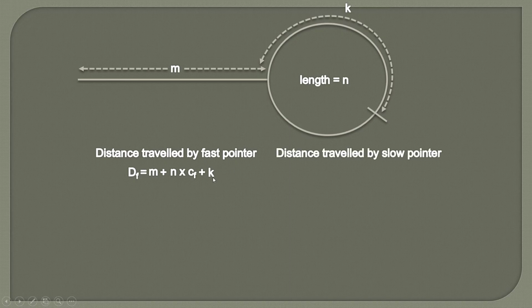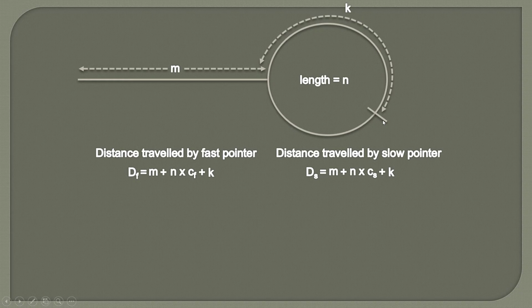And similarly, the distance traveled by the slow pointer, let's denote it ds, would be m plus, let's say the slow pointer also performs some cycles around this loop, and we don't know how many, so we denote it by cs. This is also a constant, basically an integer value, multiplied by the length of the loop, plus, if it starts looping from here, it performs cs loops, and then it travels k distance and meets the fast pointer here, so plus k.